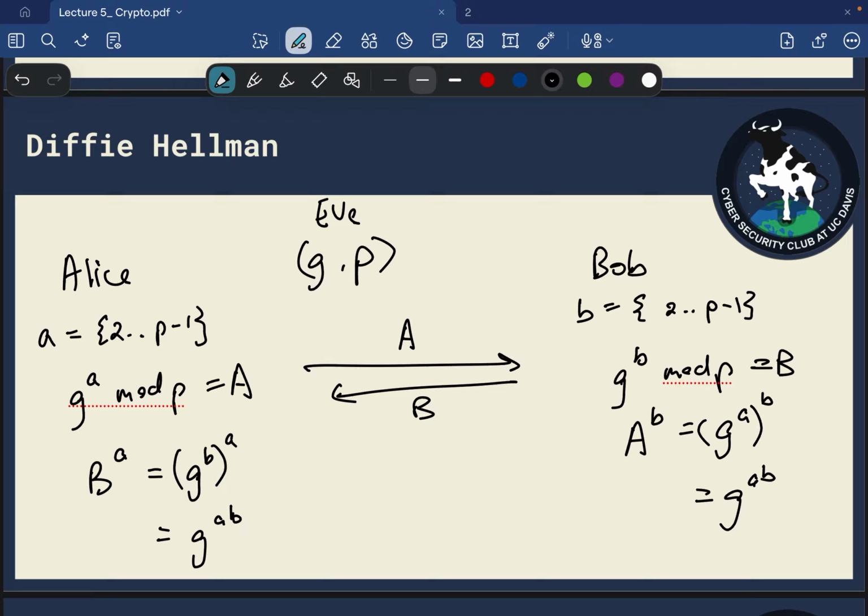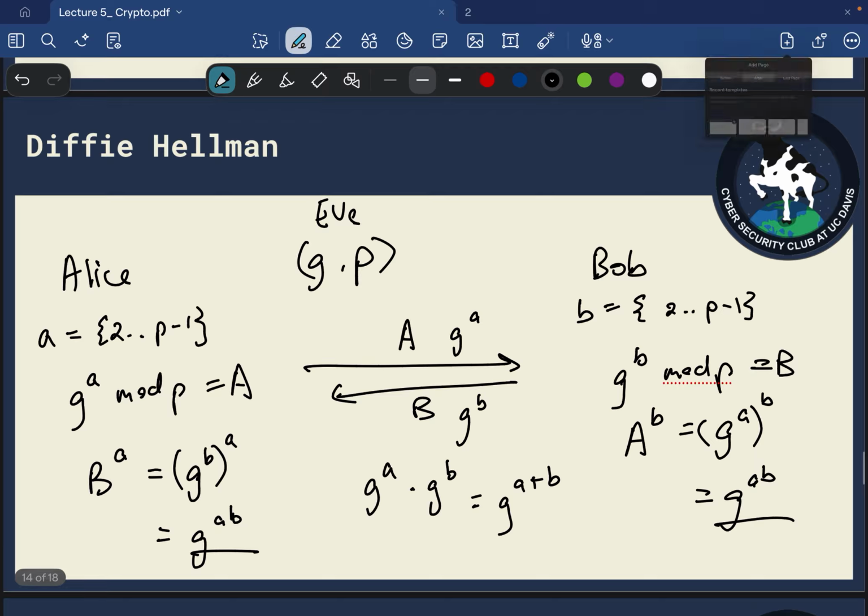What does Eve know? Eve knows g, p, and remember, all of this is modulo P, by the way. Eve knows g, p, A, which is just g to the power of a mod p, and B, which is g to the power of b mod p. So the maximum that Eve could know is something like g to the power of a times g to the power of b, which is actually equal to g to the power of a plus b, which is not g to the power of ab. So this would be what the shared key is, and Eve would have no way of knowing what the original secret is, even with that information.